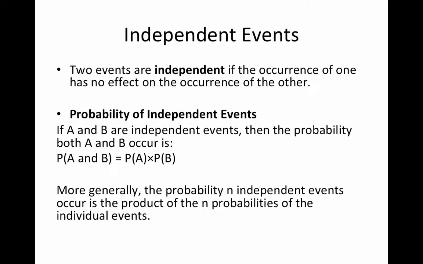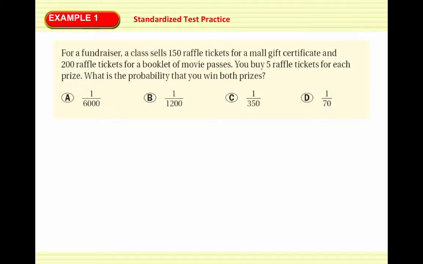So one of the things that we can use with independent events, if we know A and B are independent from each other, then the probability of A and B is going to equal the probability of A times the probability of B. And if we have more and more independent events, we can just keep multiplying their probabilities together.